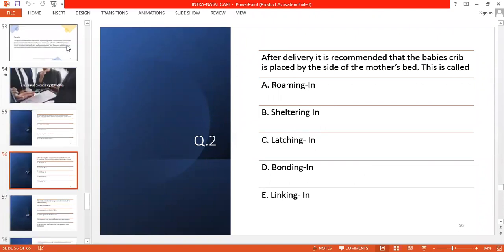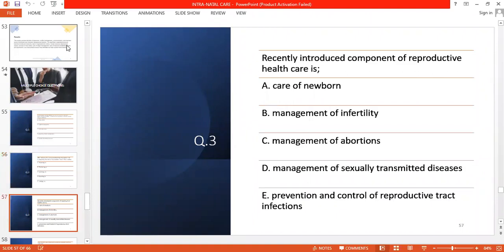After delivery, it is recommended that the baby's crib be placed by the side of the mother's bed. This is called: A, rooming in. Rooming in is the right answer.